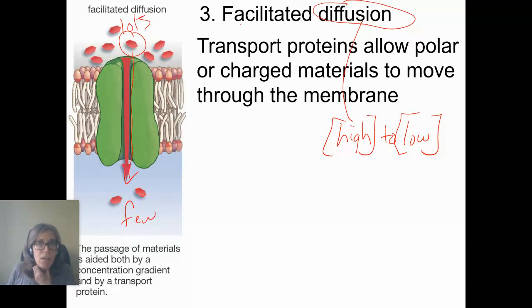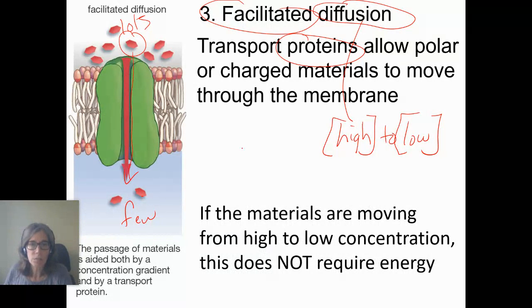The facilitated part means that there's a protein that helps it because it can't just go through the lipid bilayer. That means you can control it. So you can have a cap on this that closes it off and says, you know what? I know you want to go high to low, like that's the natural way for materials to move, but I'm going to close you off and not let you go right now.